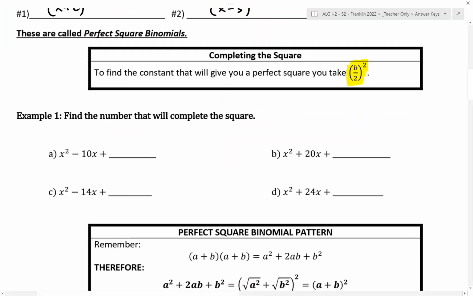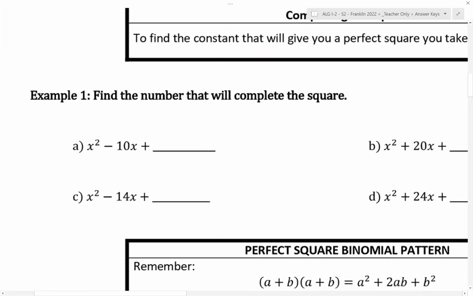You can see that here. So we have x squared minus 10x plus something. To make this a perfect square trinomial, which will give us the perfect square binomial pattern, we take this middle number, negative 10, divide it by 2, which is negative 5, and then square that. Negative 5 squared is 25. So we do negative 10 divided by 2, and then square it, and that equals 25.